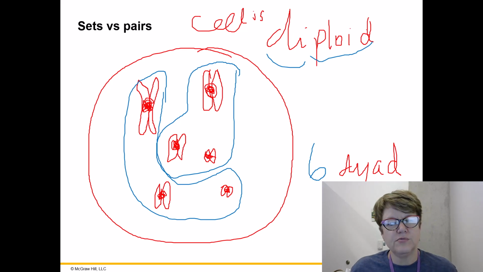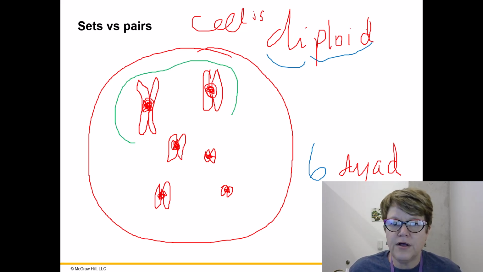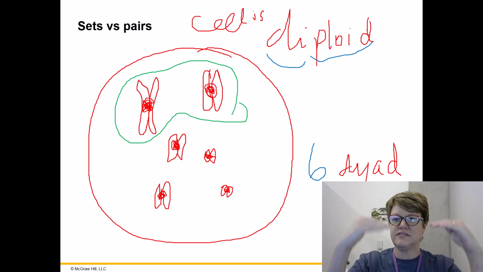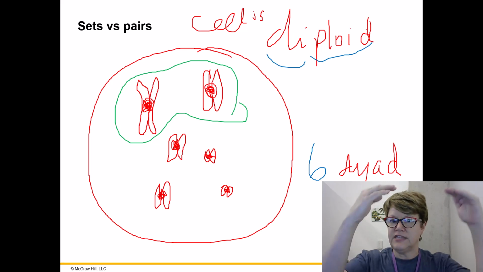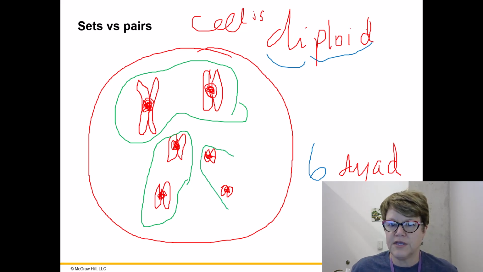So what is a pair? Well, the word pair is used all over the place. I will tend to only use the word pair when I'm talking about a homologous pair. Let's do green. This is a homologous pair: 2 chromosomes of the same type, the same length, the same centromere placement, and the same striping pattern. They also contain the same genes in the same order. These 2 medium chromosomes make up a homologous pair, and these 2 smalls make up a homologous pair. So in green, I've circled that I have 3 homologous pairs.